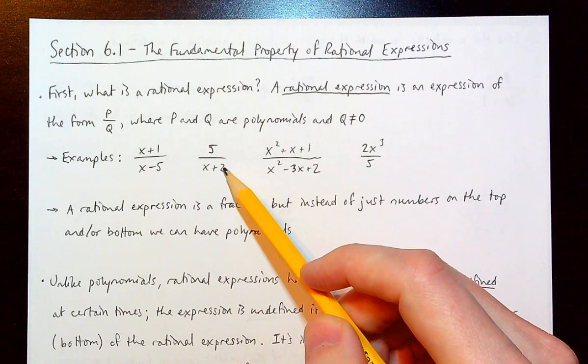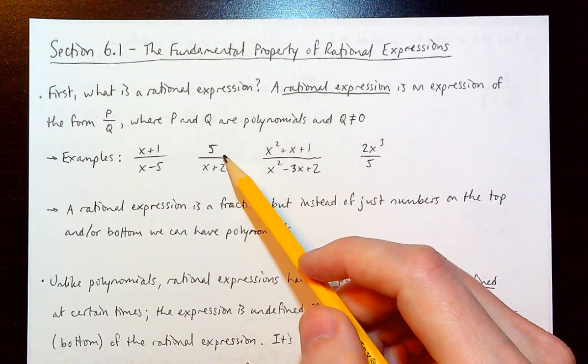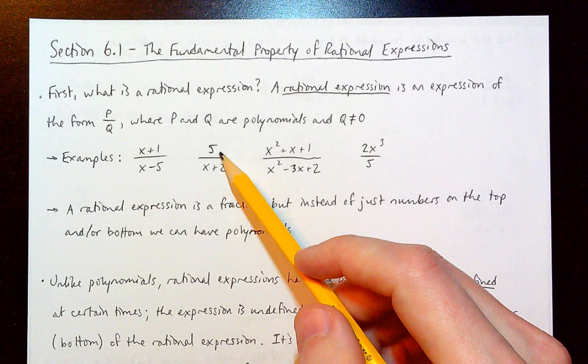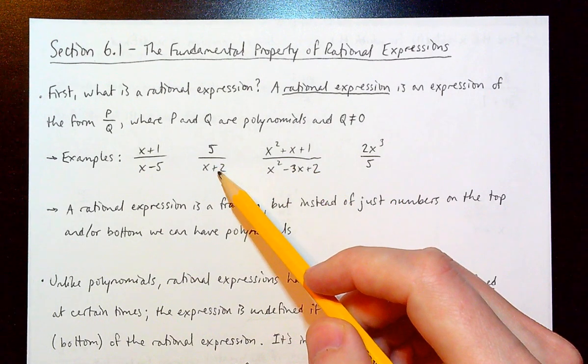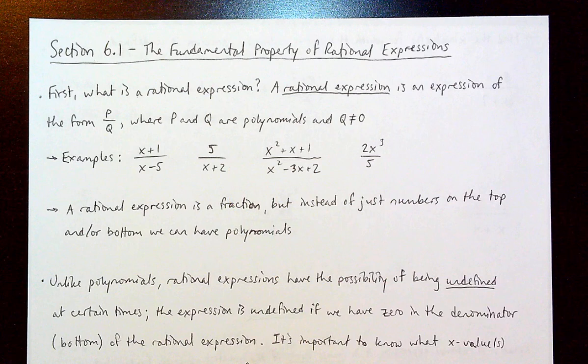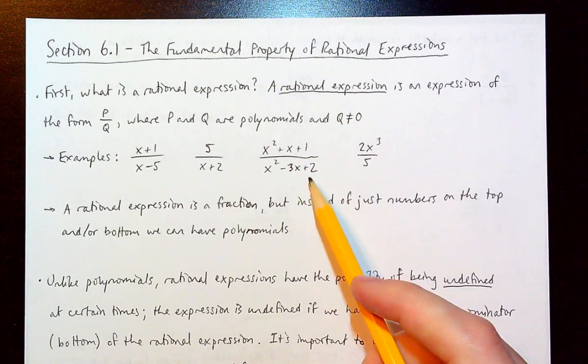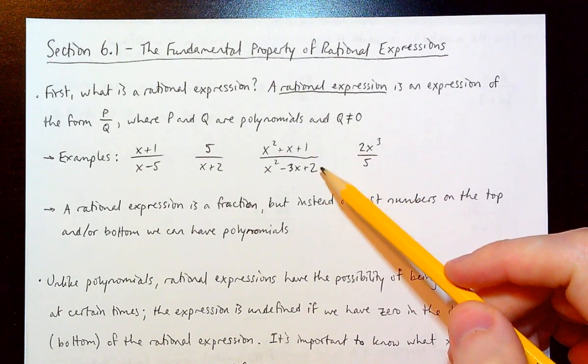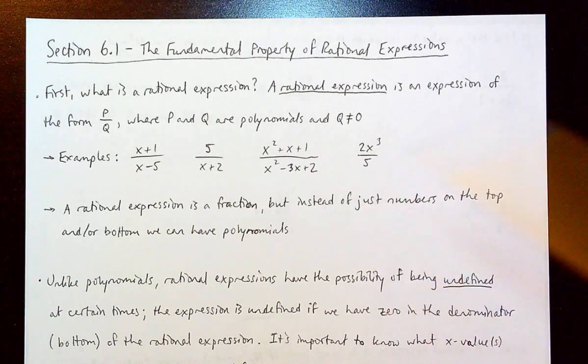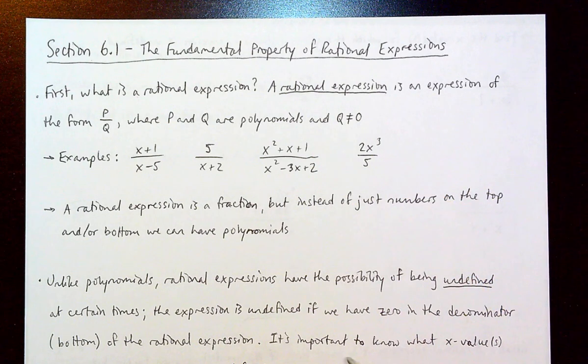5 over x plus 2. You can certainly have just a number in one part, either the top or the bottom, as you see here, and then a polynomial on the other part. X squared plus x plus 1 divided by x squared minus 3x plus 2. We have a polynomial on the top and bottom. The bottom is not 0, so we're good. And 2x cubed over 5.